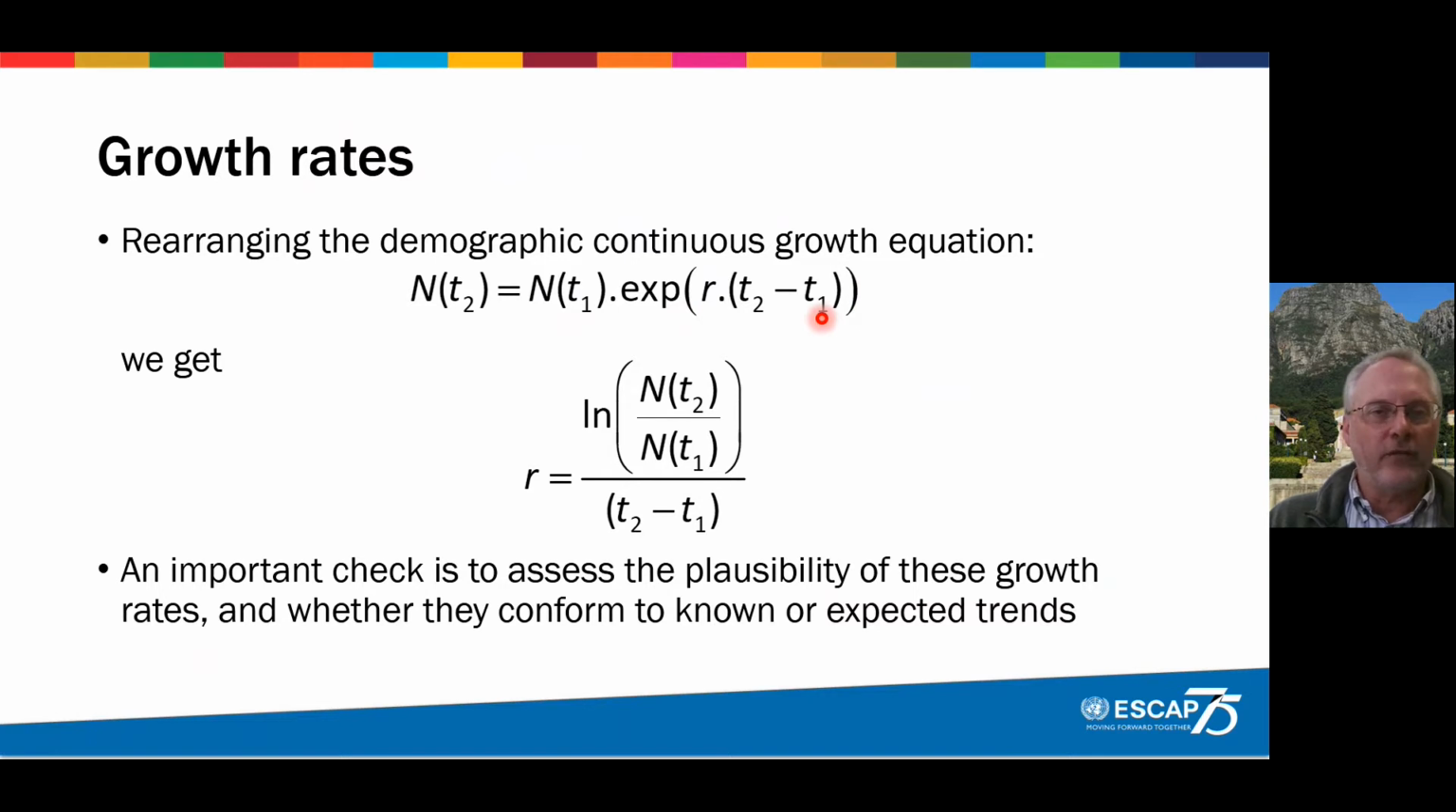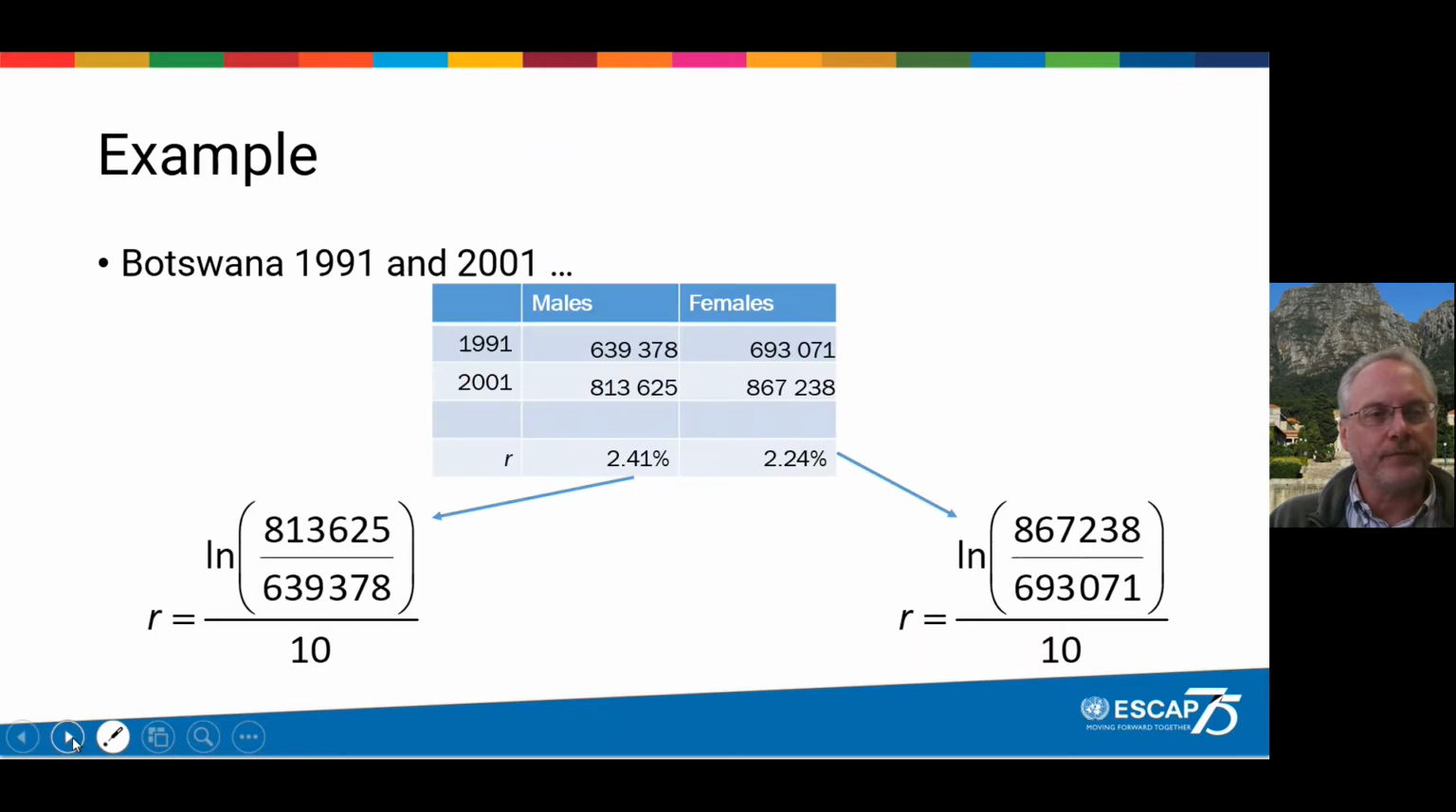We can rearrange that formula to leave only R on the left-hand side of the formula, and we get an expression for the growth rate to be the natural log of the ratio of the population at time 2 to the population at time 1, divided by the amount of time elapsed between the two times, time 2 minus time 1. And an important check is to assess the plausibility of these growth rates and whether they conform to known or expected trends over time.